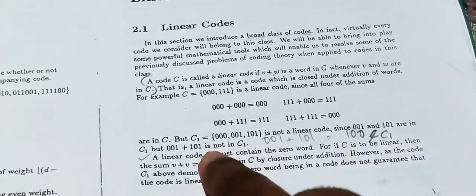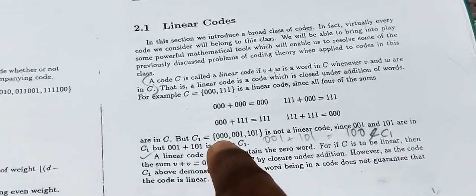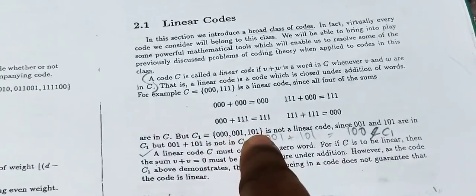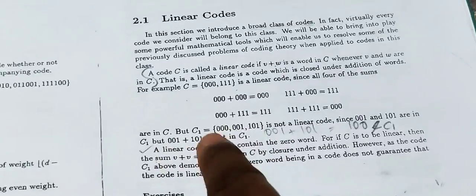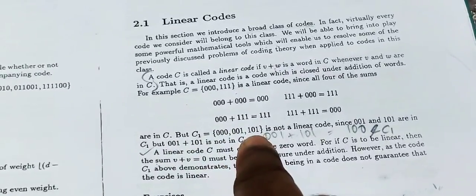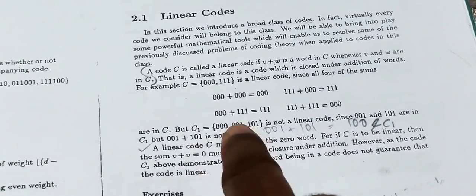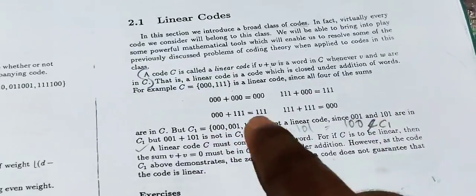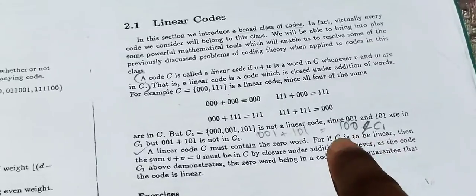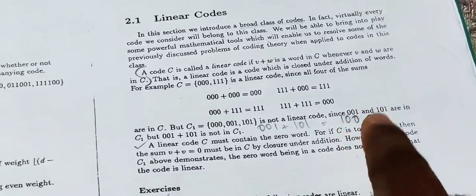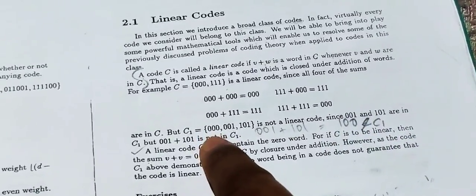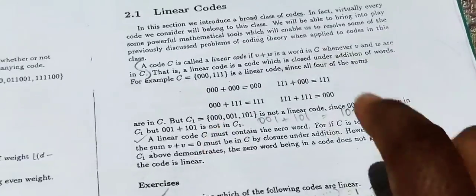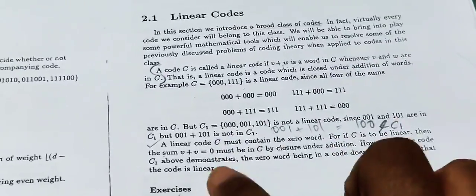So next we consider C1: 000, 011, 101. So here 001 plus 101. That is what? 0 plus 1 is 1, 0 plus 0 is 0, 1 plus 1 is 0. So 100. It doesn't belong to the set C1. So C1 is not a linear code. Clear? So this is the linear code.